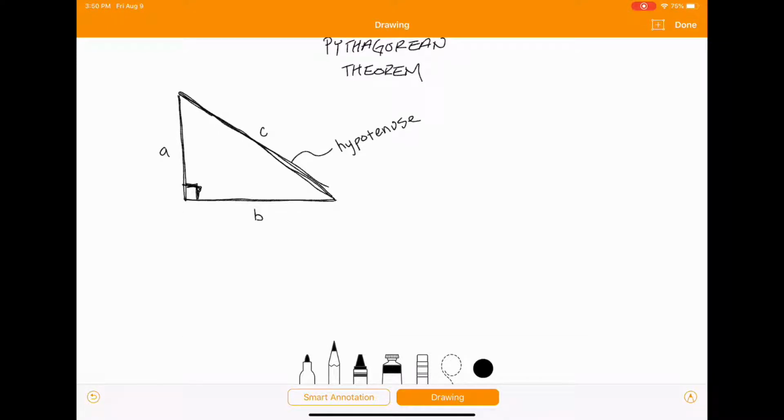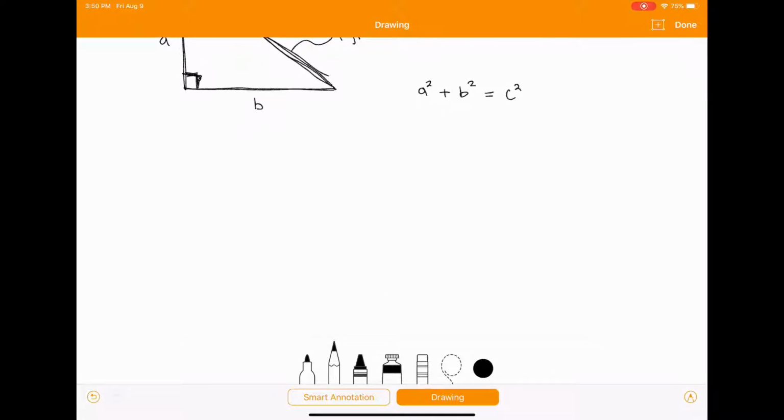Now, the Pythagorean theorem says that the length of A squared plus the length of side B squared equals the length of side C squared. So this is going to be extremely useful when you have a triangle like this, and say you know that this side here is 9 inches. This is 12 inches, but you don't know the length of your hypotenuse, so you need to find C.